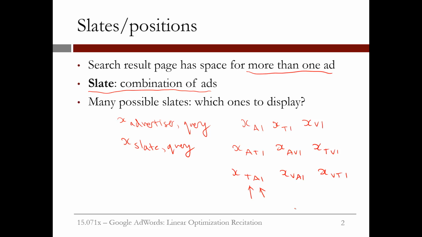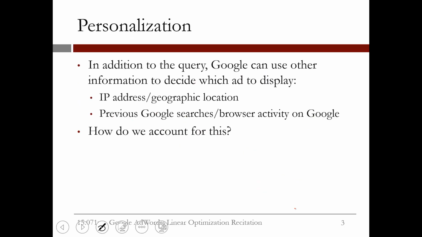Let's now discuss the idea of personalization. In addition to the query, Google can use other information to decide which ad to display. For example, Google might know the geographic location of the user as determined from their IP address. Google might also know other information such as different Google searches that the user has conducted and browser activity on Google's website. The question then is, how can Google take this into account when deciding which ads to display for which queries? Well, just like slates, we can also incorporate this into our linear optimization model.